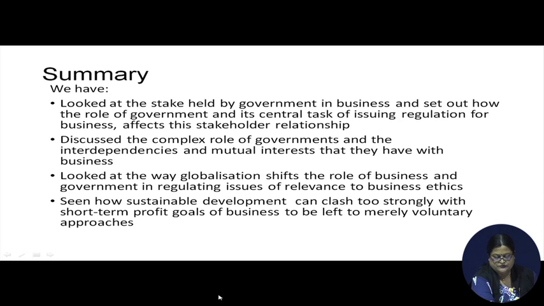So, there comes the important role of the government, who has to take up the role of representing the needs of the other stakeholders, and also of the future generation. The government has to act in favor of the future generation.